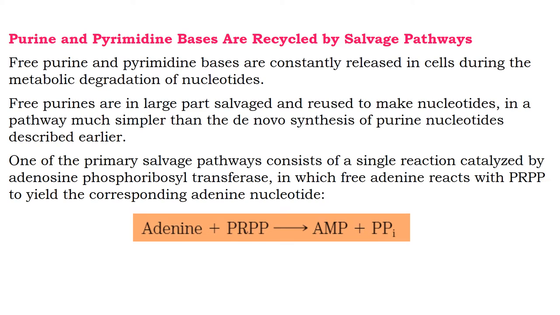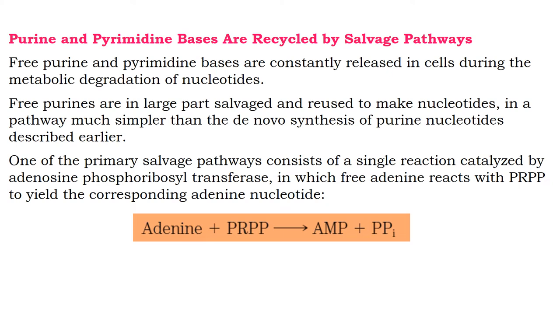If it is a guanine plus PRPP. So PRPP means phosphoribosyl pyrophosphate. So this will combine with the guanine or adenine to bring AMP. So it's a very simple process.